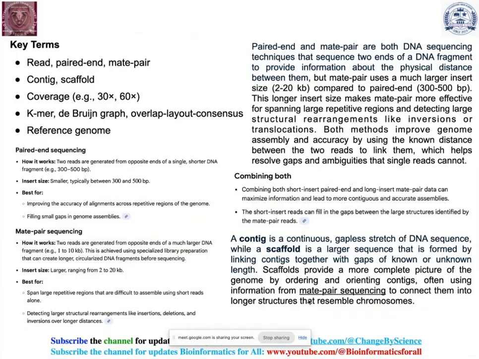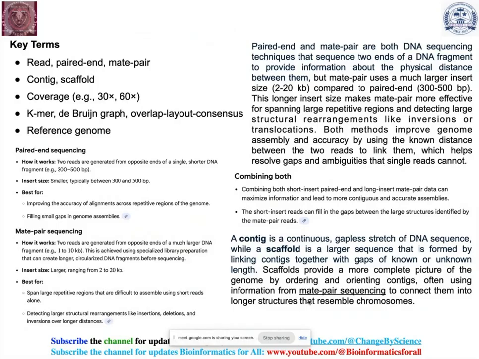Now, combining both short insert paired end and long insert mate pair data can maximize the information and lead to more contiguous and accurate genome assemblies. These short insert reads can fill in the gaps between the large structures identified by the mate pair reads.